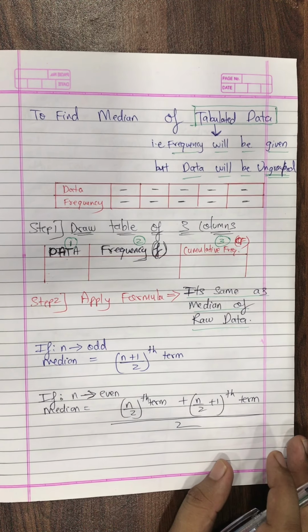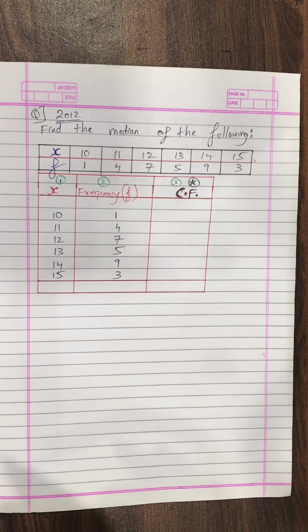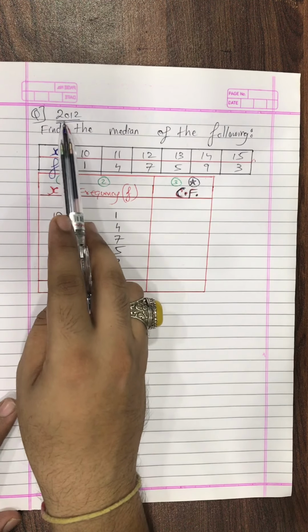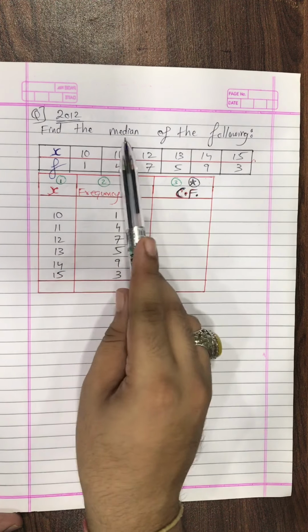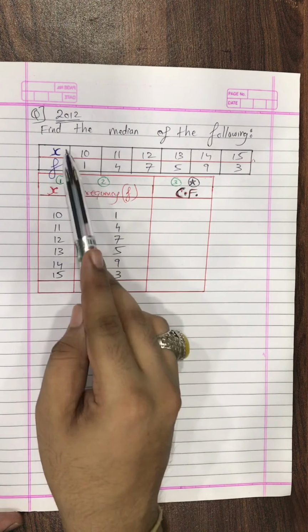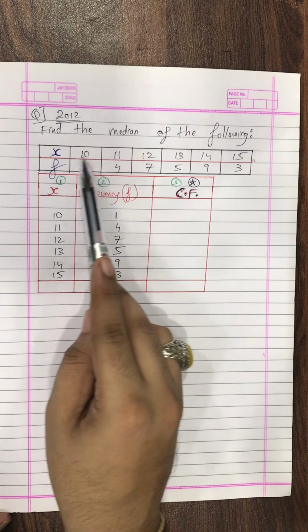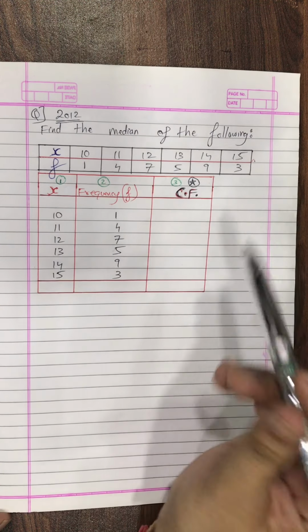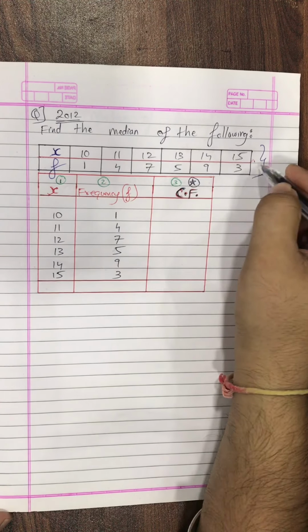Students, now on the board I have a question for you all. Please see this question. This question was asked in the year 2012. Find the median of the following, and a table was given. This is X, we'll say data, and the frequency, F for frequency. This much is given in the question.